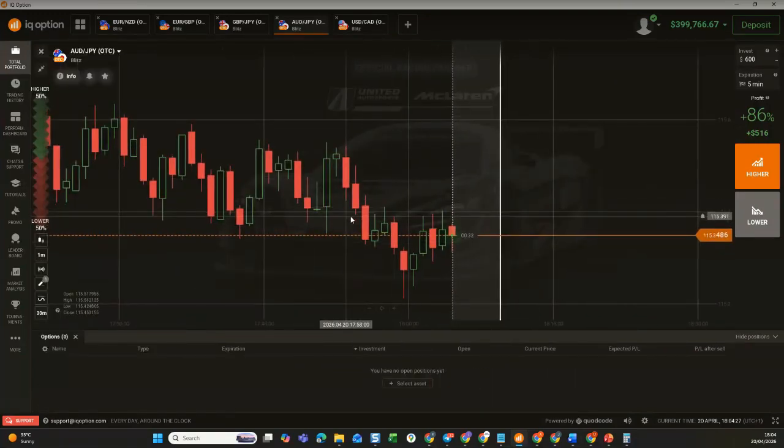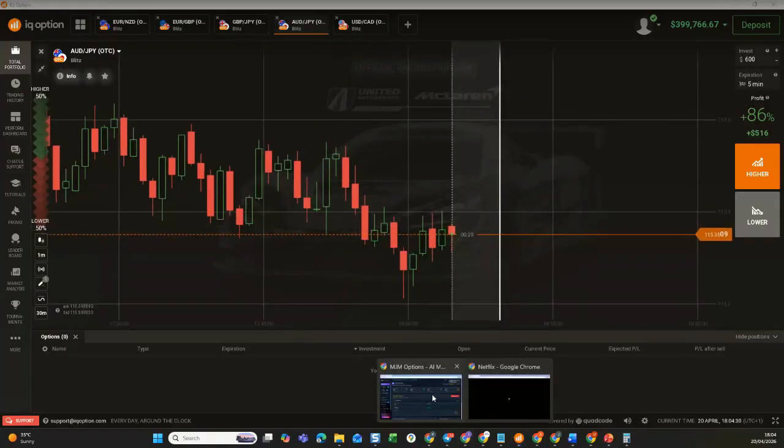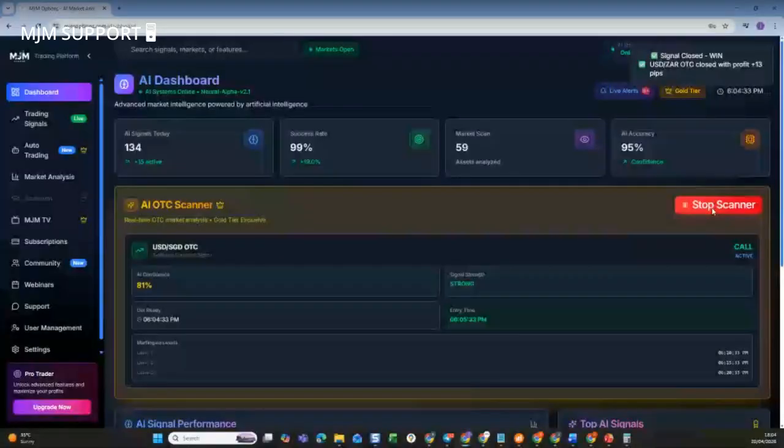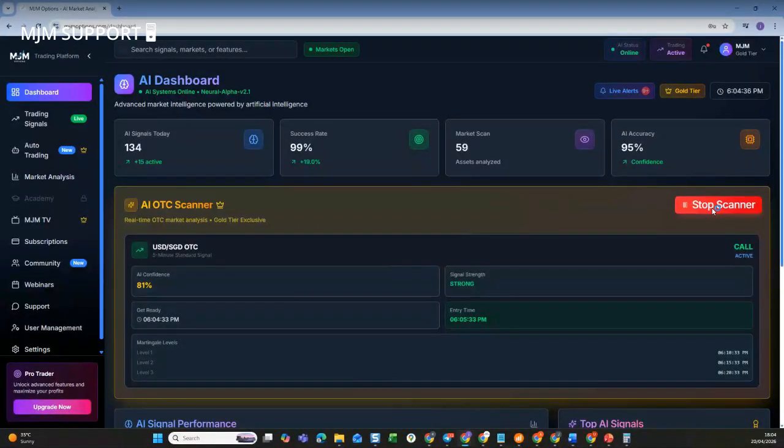the fourth signal. So now let's go to the fifth signal. So we are going to the fifth signal. 81 no, 92 but it is weak, so no. 97 and it is strong, yes.